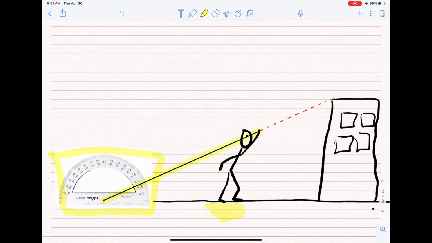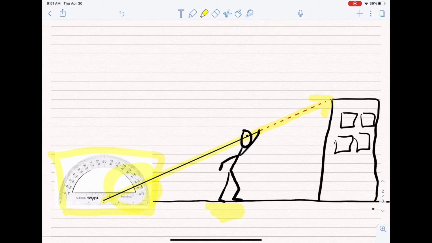They hold it beyond their eyes, not just right to their eye, and they're pointing it so it's going in the direction that they want. Same thing, it's in the line of sight of what they're trying to measure. And then while they're doing that, somebody else can then come back over here and measure the angle.